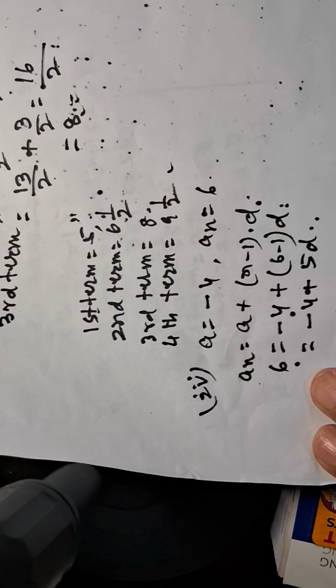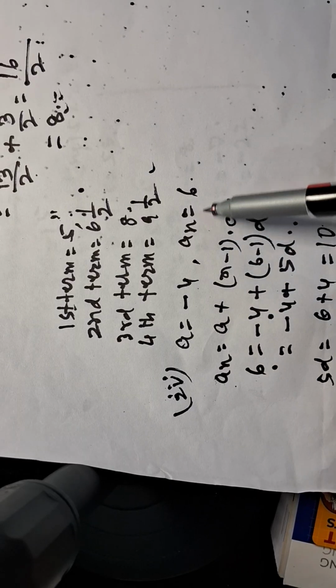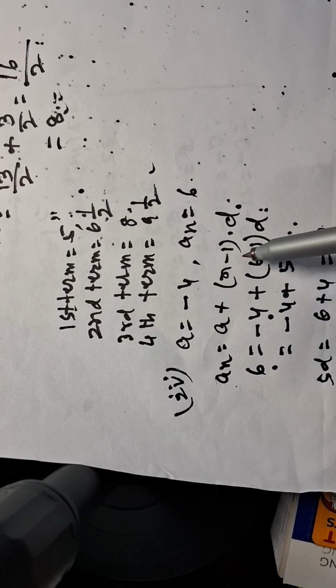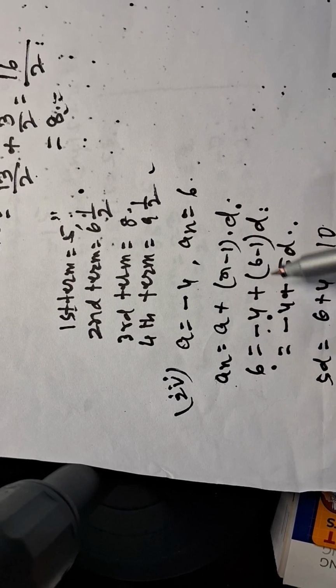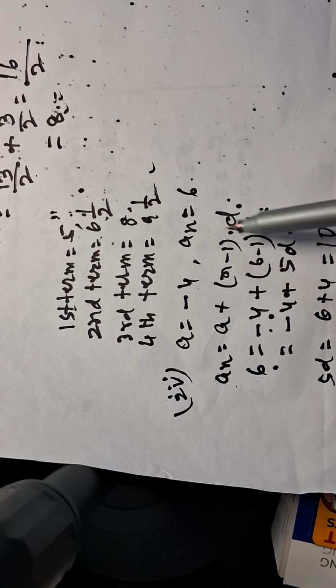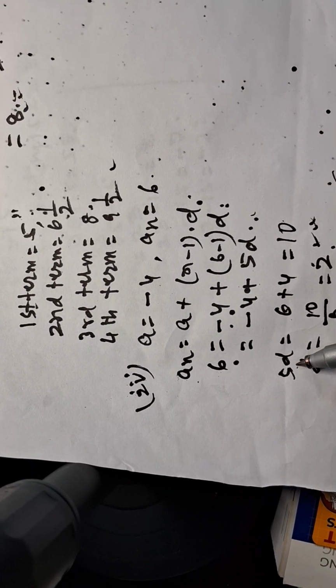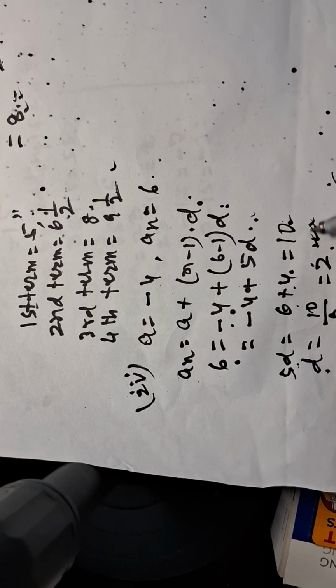Now, fourth question. In the fourth question, a is given as -4 and an is equal to 6. Then an is equal to a plus (n minus 1) into d. an is equal to 6, a is equal to -4 plus (6 minus 1). 6 is the last term, nth term. So 6 minus 1 into d, -4 plus 5d. 5d will be 6 plus 4 is equal to 10 and d will be 2.